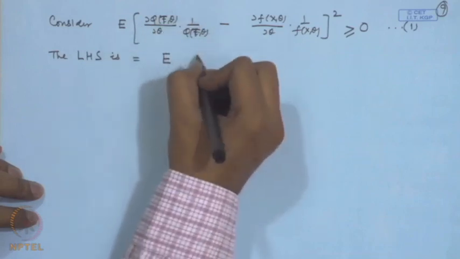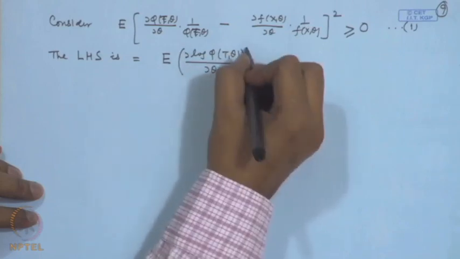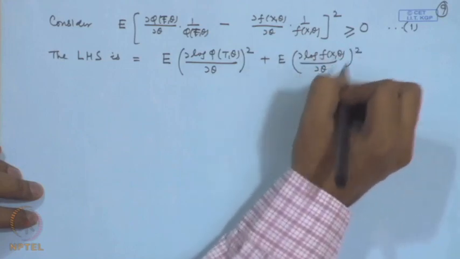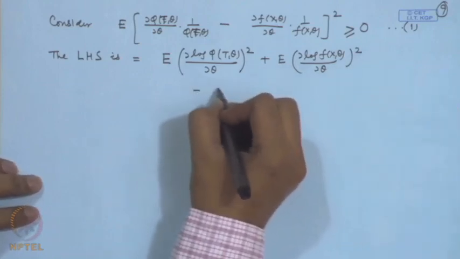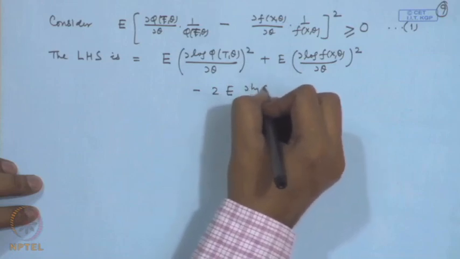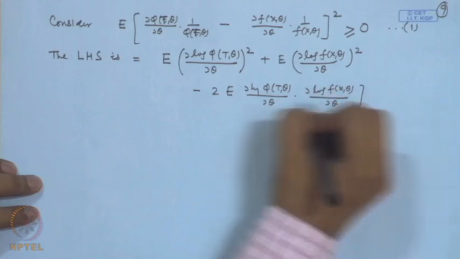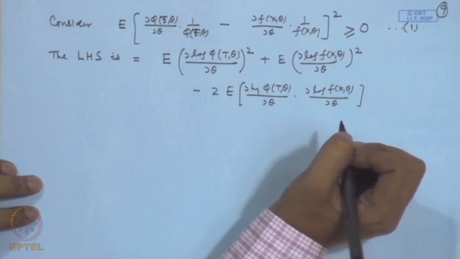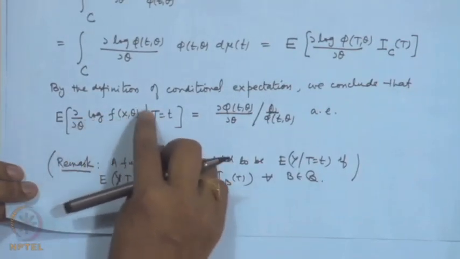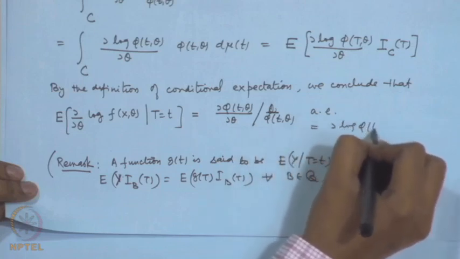So, this is becoming the expectation of (del log phi(t, theta) by del theta) squared, plus the expectation of (del log f(x, theta) by del theta) squared, minus twice the expectation of the product of these terms, that is del log phi(t, theta) by del theta into del log f(x, theta) by del theta. At this stage, you notice here that the conditional expectation of del by del theta log f(x, theta) given T is this term, that is, del log phi(t, theta) by del theta.